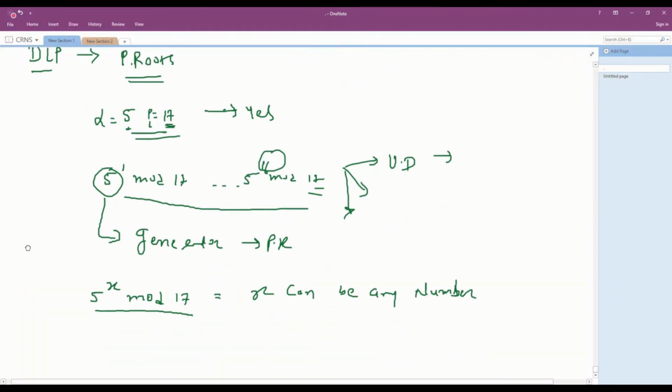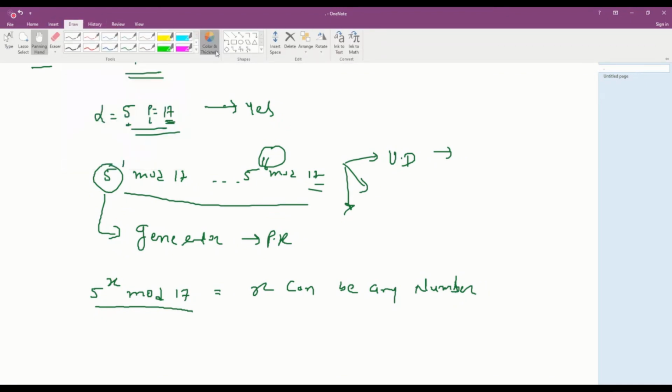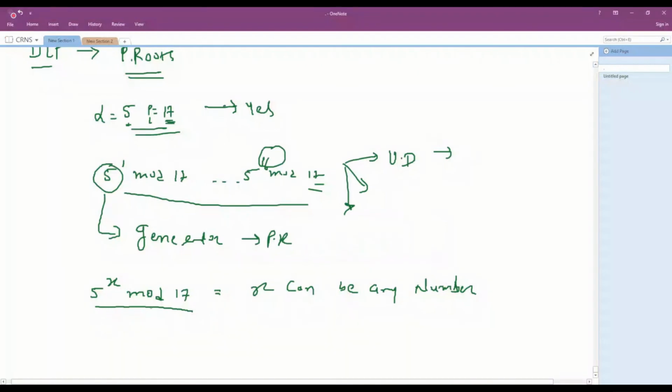Are you getting my question? Why are we getting these uniformly distributed values? Because this is a primitive root of 17. Or you will get uniformly distributed values if and only if this is a primitive root of 17. Both are the same thing, right? Now tell me, if you are given this equation, 5 raised to x mod 17, where x can be any number, is the computation easy or not?